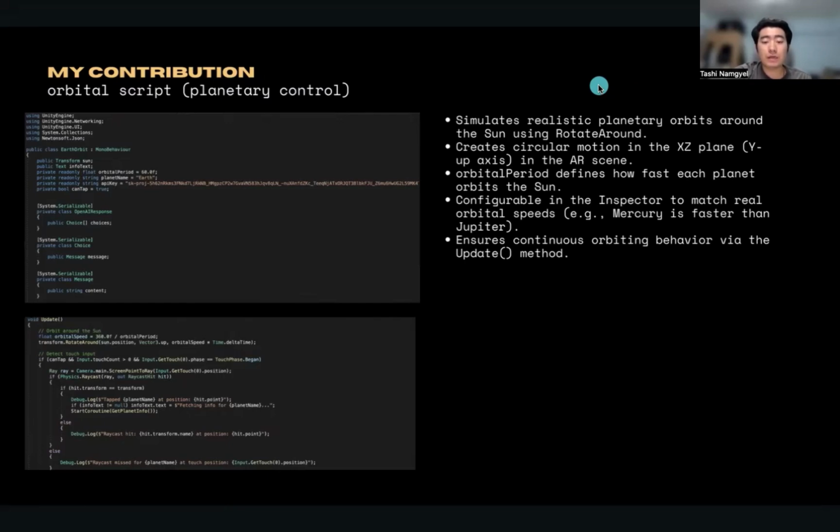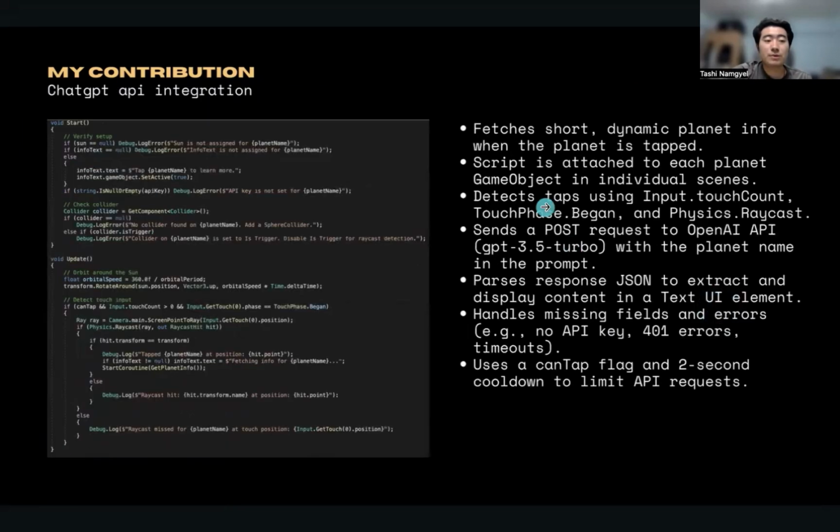And my second contribution is ChatGPT's API integration into our project. The script enhances the educational value of the AR Solar System app by dynamically fetching concise planet information when the user taps on the planet.